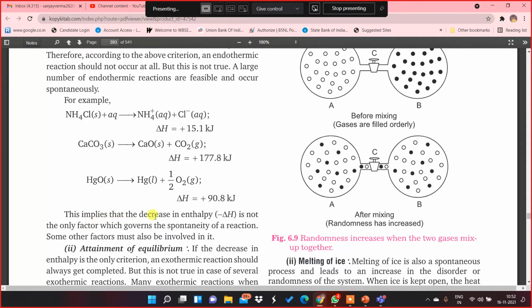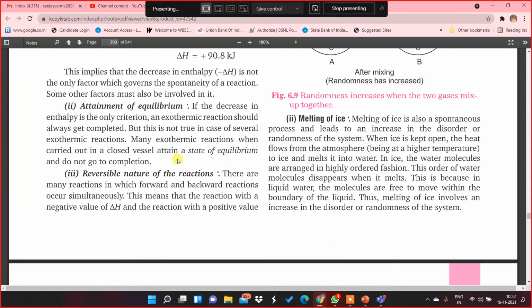Now, this implies that a decrease in enthalpy is not only the factor which governs the spontaneity of a reaction. Some other factors are also involved in it. The first one is attainment of equilibrium. If the decrease in enthalpy is the only criterion, an exothermic reaction should always get completed. But this is never true. Many exothermic reactions, when carried out in a closed container, attain a state of equilibrium and do not go to completion. So that is one factor.